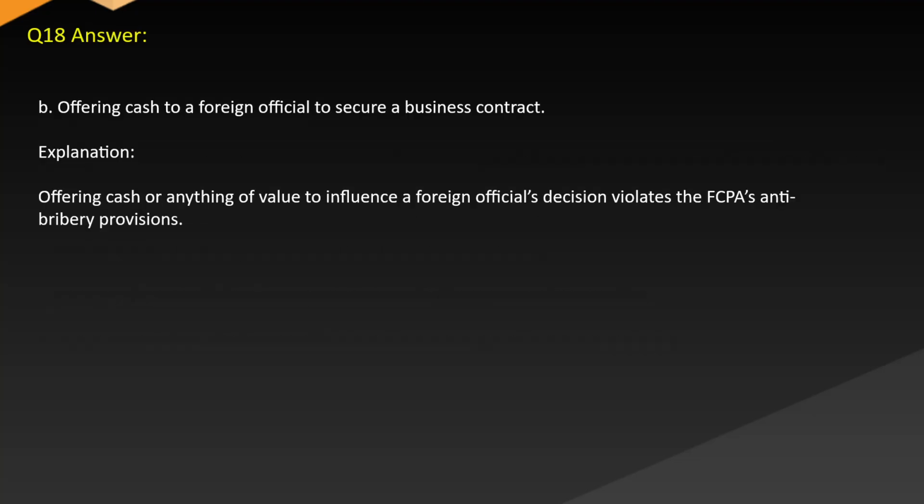Answer. B. Offering cash to a foreign official to secure a business contract. Explanation. Offering cash or anything of value to influence a foreign official's decision violates the FCPA's anti-bribery provisions.